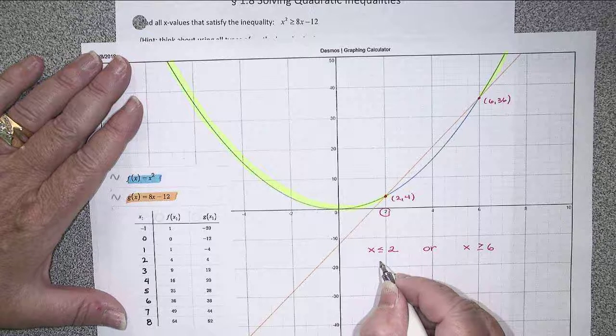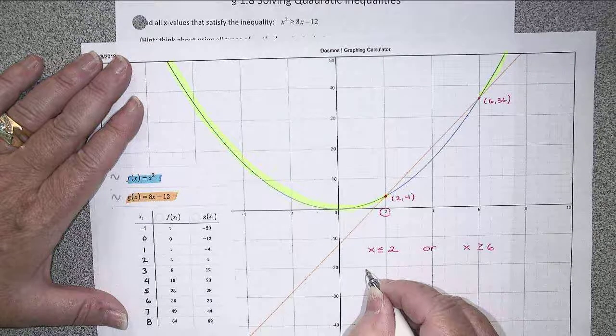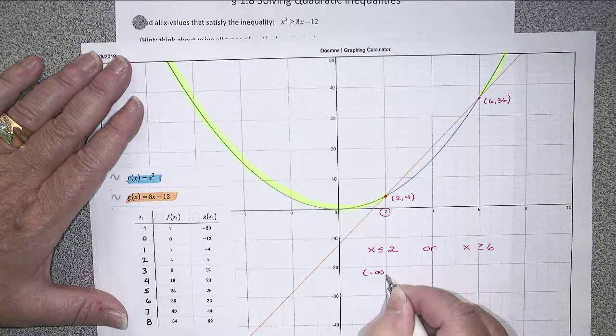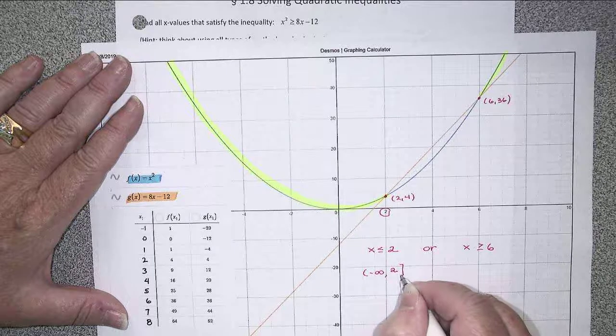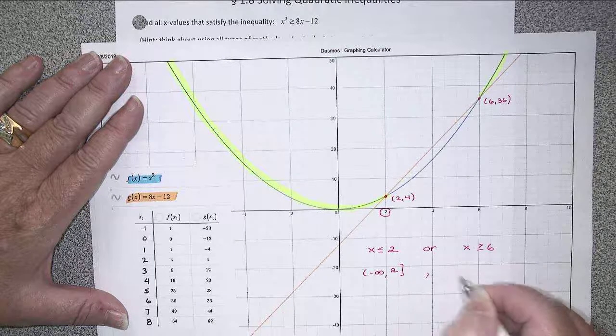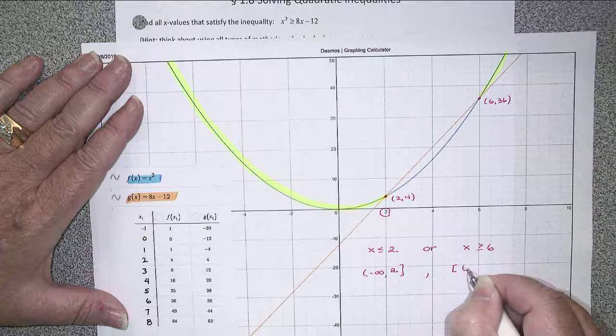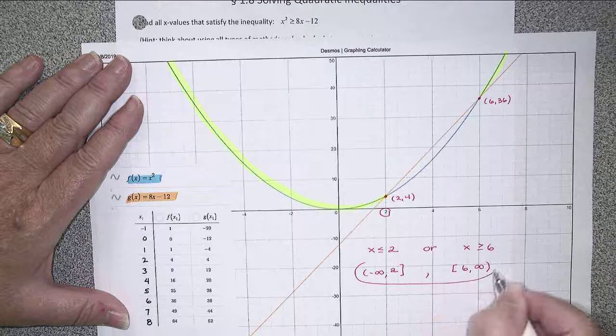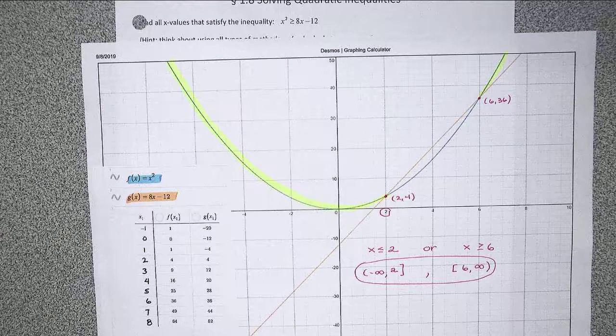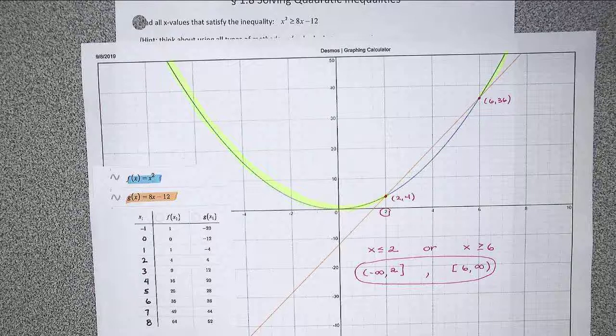In interval notation, this would say our solution goes from negative infinity to 2, and then also from 6 to infinity. So on the graph, we can see how to solve that inequality. Let's take a look at the table of values as well.